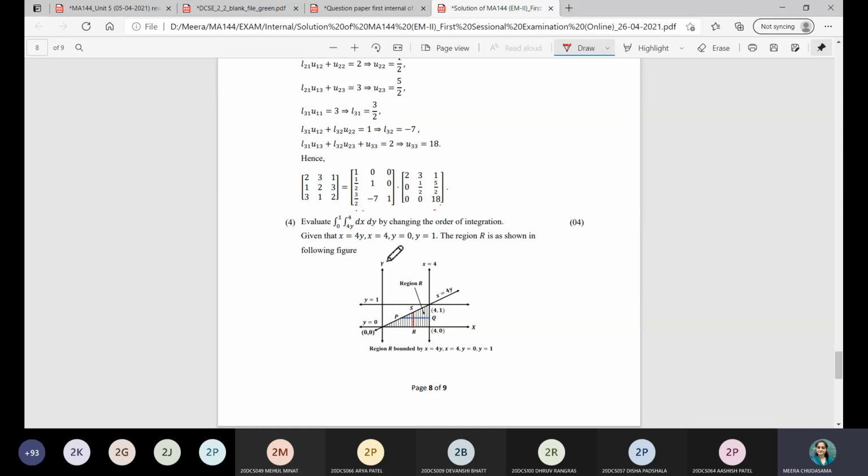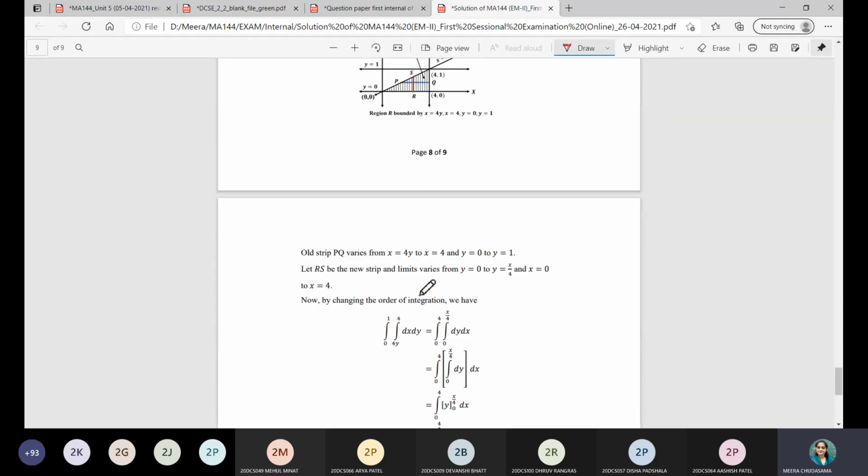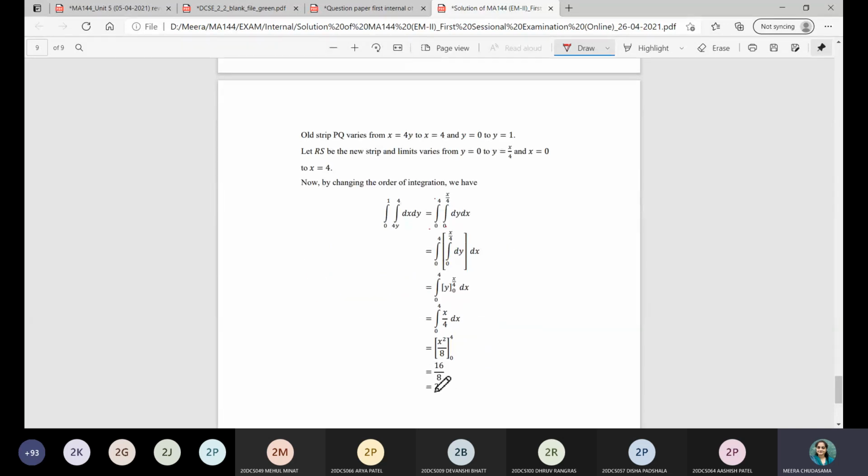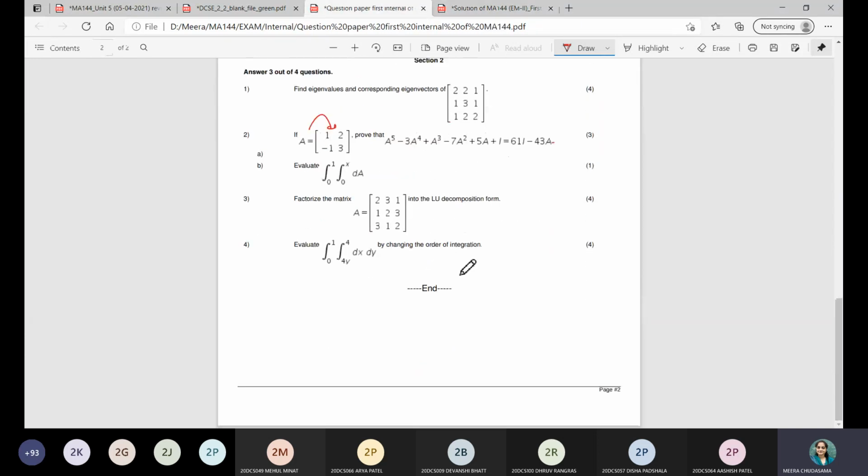And the last one corresponds to the change of integration. Here you can see that by changing the integration you will get limits as 0 to 4 and 0 to x by 4. The rest of the integration is the same, and you will get 2 as the final answer, right? So this is the solution corresponding to the question paper of your first internal.